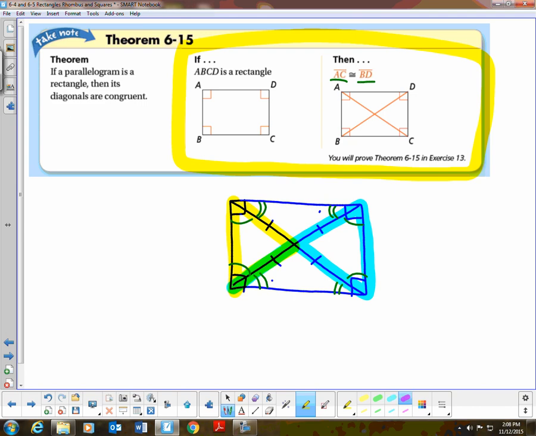Now we got one more thing going on in here. If I have a rectangle, what kind of triangle is that? Well, that's a right triangle because you have a right angle in the corner. So you can do the Pythagorean theorem in a rectangle.